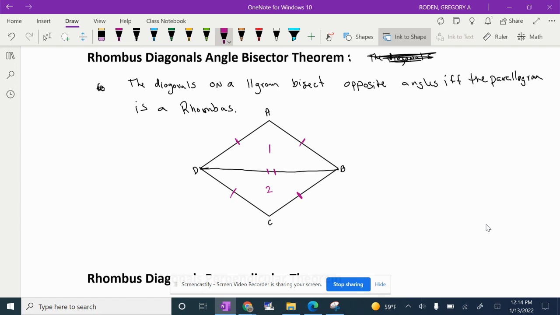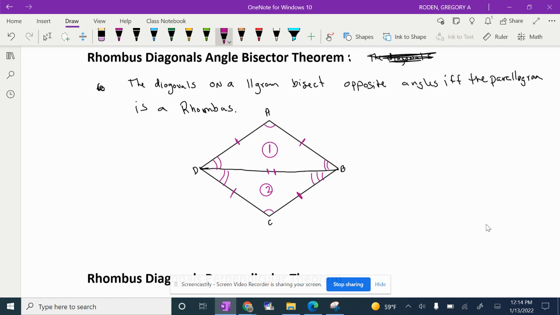And so what I can say now is using CPCTC, well, this angle here is congruent to this angle here. But I already knew that angle A is congruent to angle C because it's a parallelogram, because by definition, a rhombus is a parallelogram. But what I didn't know is that ADB, this angle here, is congruent to angle CDB. And that's because of CPCTC. These two triangles, triangle 1 and triangle 2, are congruent because of side, side, side. So now I know that these two angles here are congruent to each other.